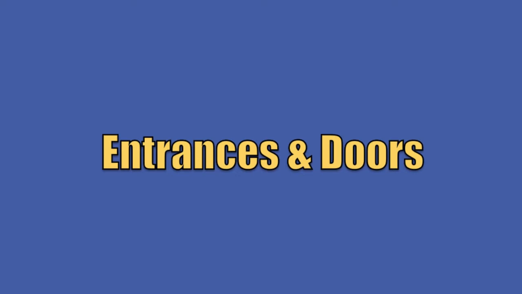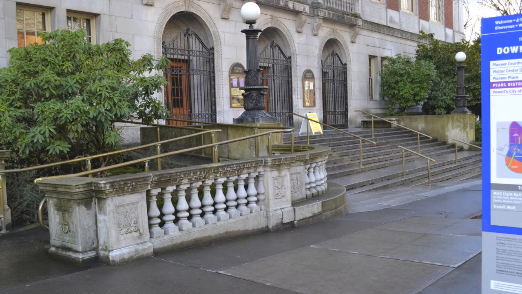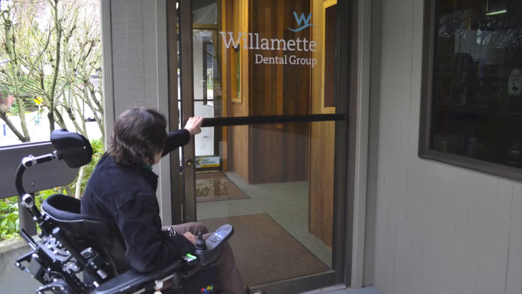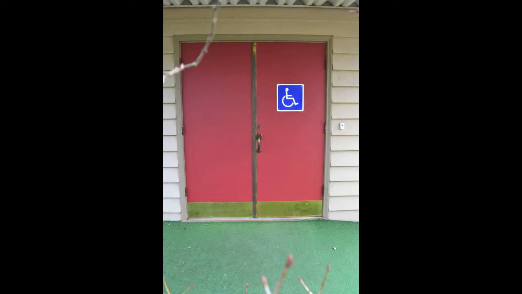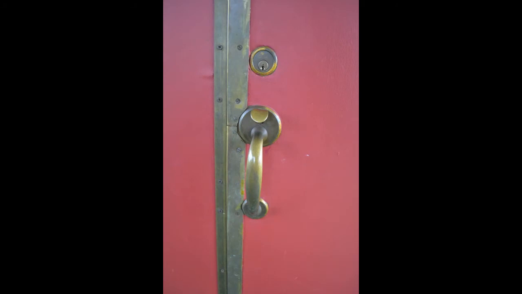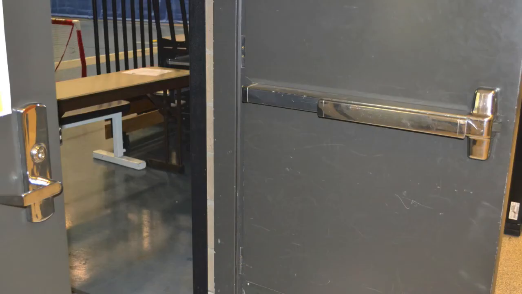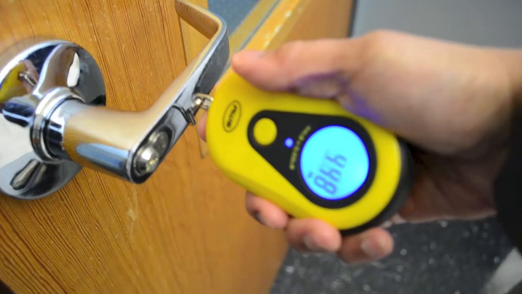Entrances and doors. The approach to a facility should provide universal access so all individuals can enter easily at the front entrance. Opening doors with a closed fist and limited mobility can be difficult if the door requires too much force to open it, or if there is not enough room to maneuver around it.